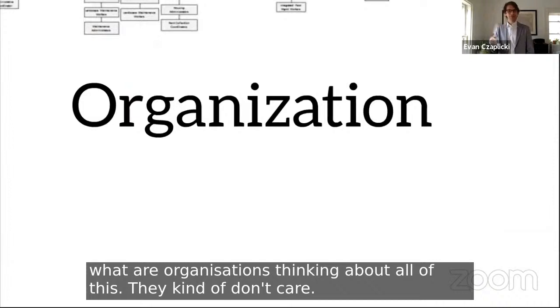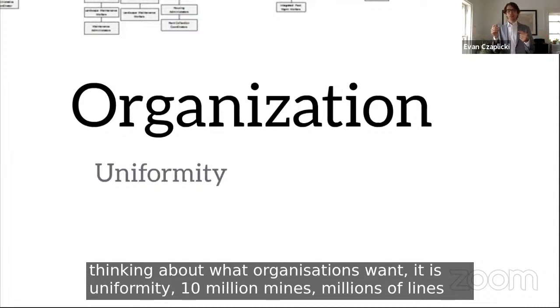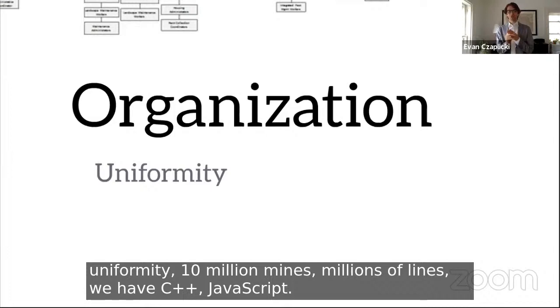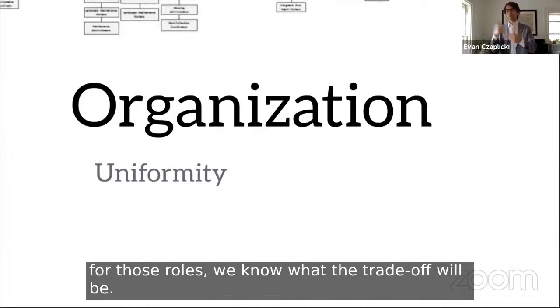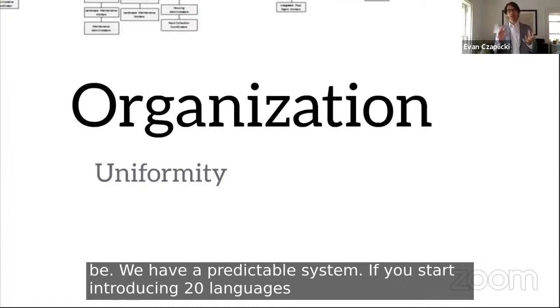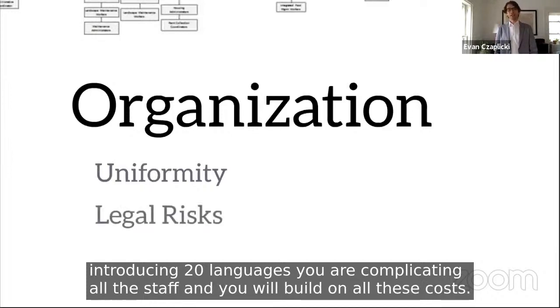So when I started thinking more about what organizations want, it's like uniformity. We've got 10 million lines, tens of millions of lines. And so if we have C++, Java, and JavaScript, we have people we can hire for those roles. We know what our turnover is going to be. You have a predictable system. And if you start introducing 20 languages, you're just complicating all this stuff and things are going to be incompatible. You're going to build up all these costs.